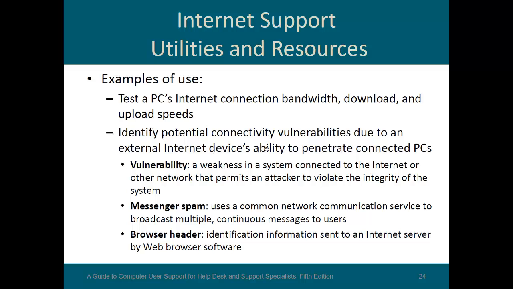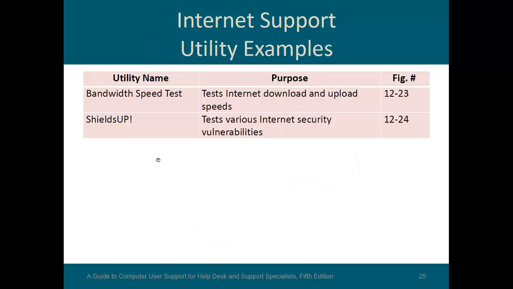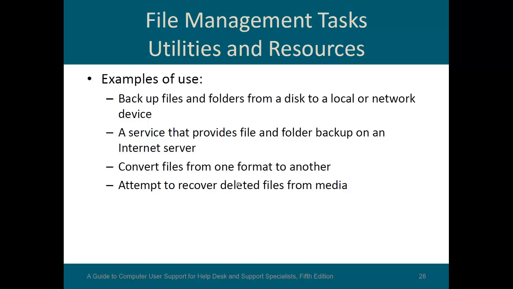Identify potential connectivity vulnerabilities due to an external internet device's ability to penetrate connected PCs. Vulnerability: a weakness in a system connected to the internet or other network. Then you've got messenger spam, and you've got browser header. So these are things to look for. Bandwidth speed test and Shields Up. Do these kinds of tests to make sure your speed is as good as it can be and protects you against vulnerabilities.